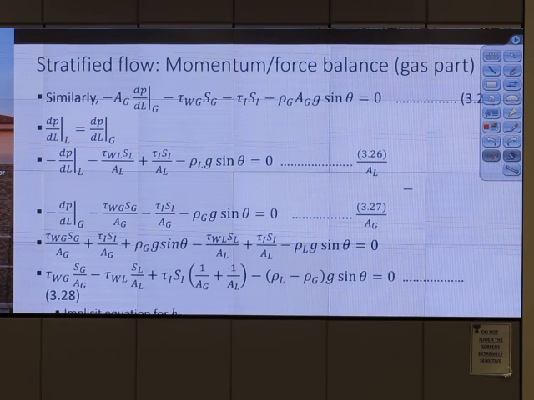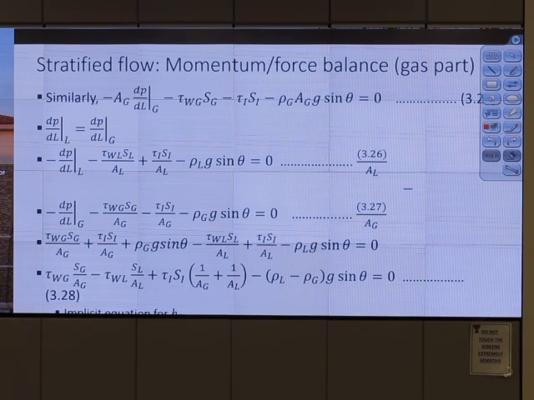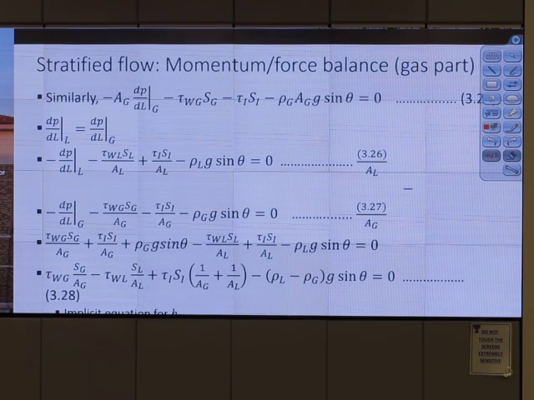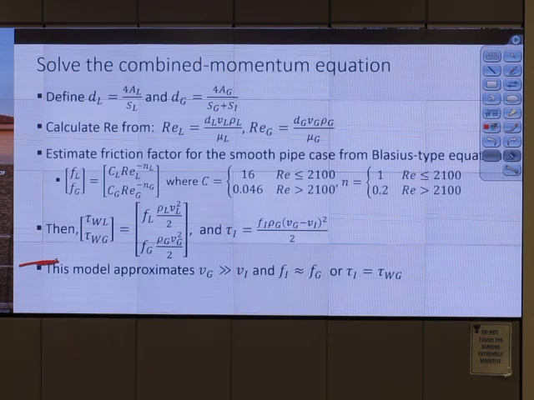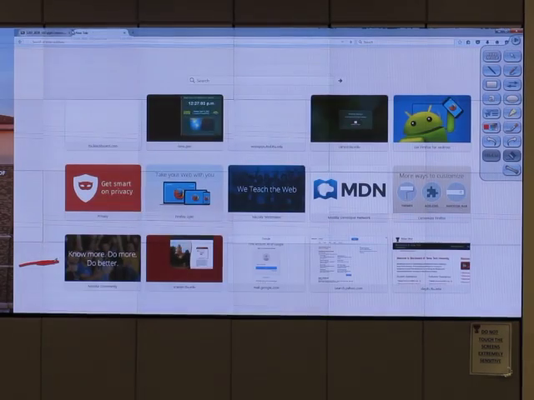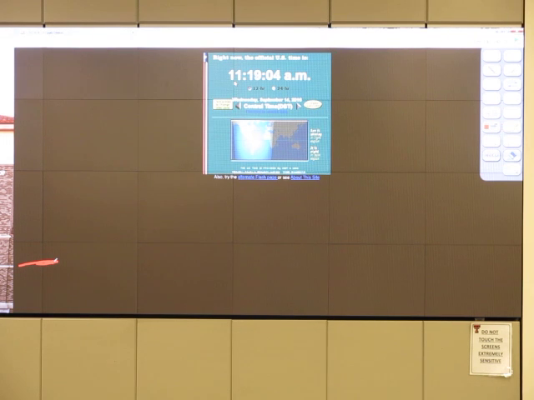So you see the final form, right? This is what you should get. I will stay at this page. Once you're ready, the instruction is: derive the combined momentum equation, which is that one. Okay, go. 10 minutes. Your time will end at 11:29.